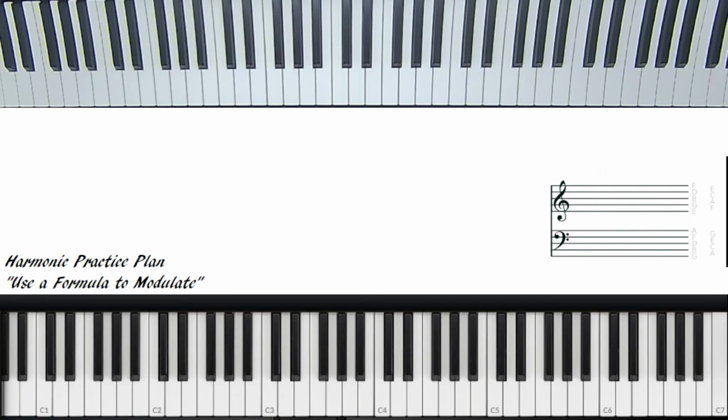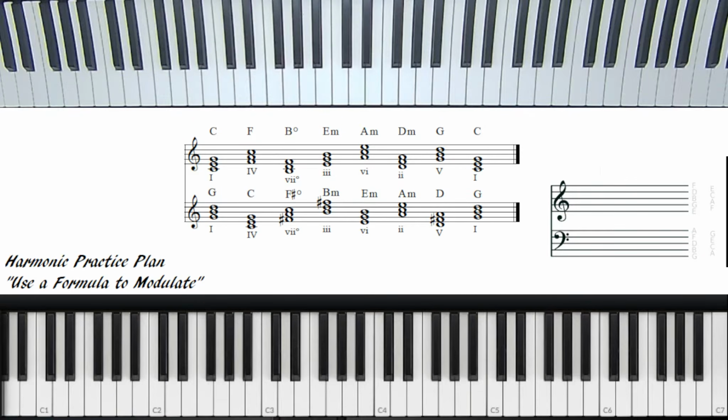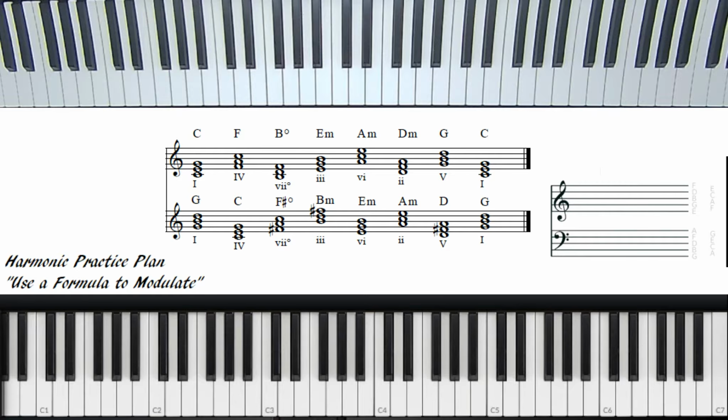The point is use the keyboard as a tool because it's so symmetrical that it's easy to learn harmonic concepts on, but also learn almost everything you do in notation. So I decided for my harmonic practice today, I was going to take the simple formula of 1, 4, 7, 3, 6, 2, 5, 1 and use aspects of it to create modulations.